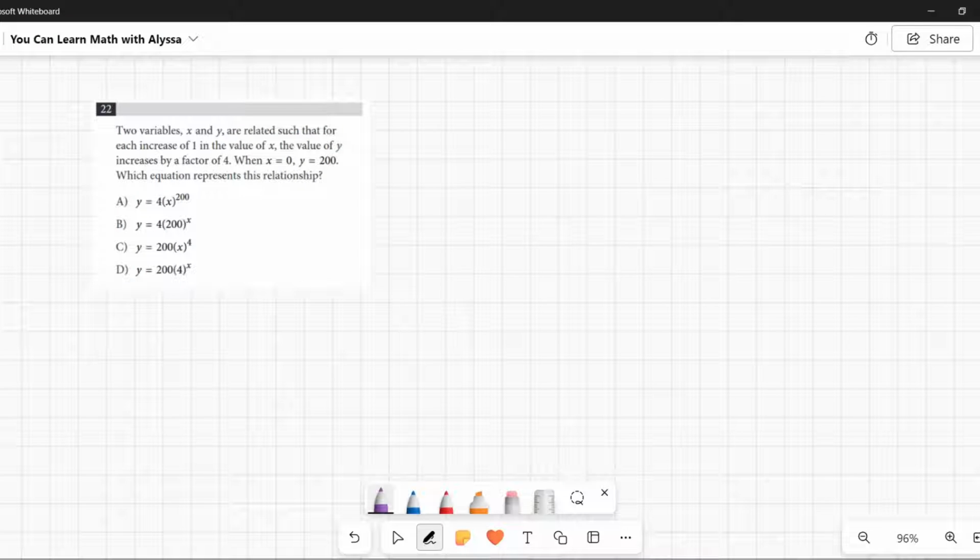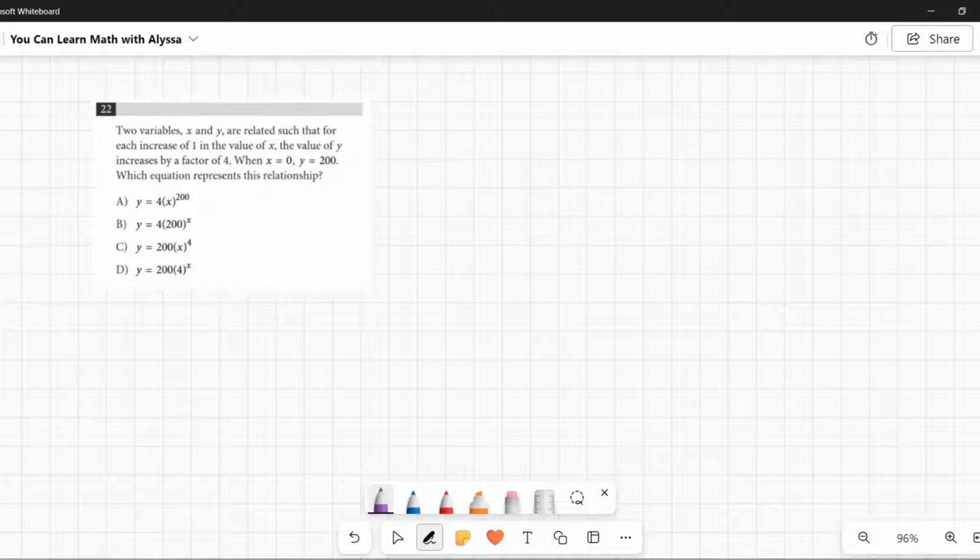22. Two variables, x and y, are related such that for each increase of 1 in the value of x, the value of y increases by a factor of 4. When x equals 0, y equals 200. Which equation represents this relationship? This is a funny one.